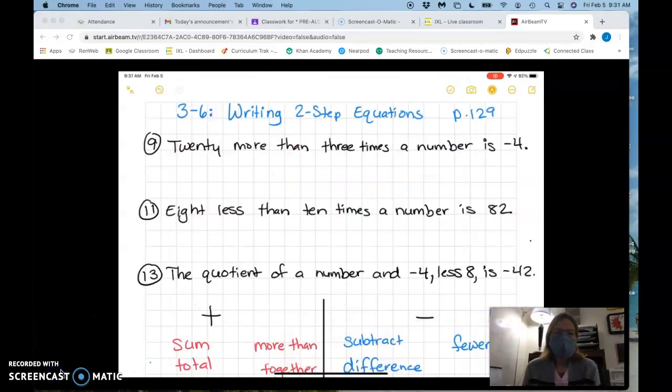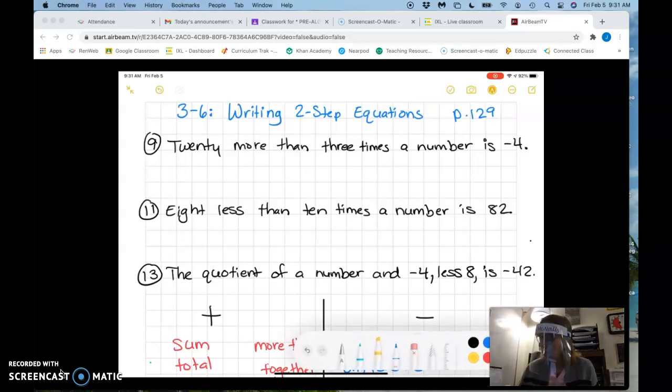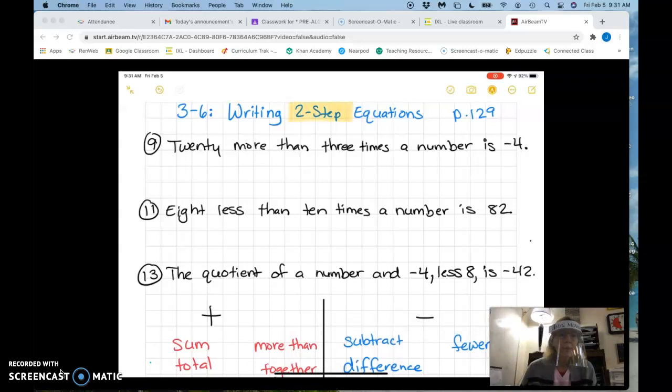So, number 9 in the book on page 129, is a word problem. So we're going to read this word problem and put it into an equation. But if you notice in the directions today, it's a two-step equation. So now we're not just writing 5x equals 10. We're going to have, for example, 5x minus 20 equals 10. We're going to have two things on one side and then a number after the equal sign, okay?